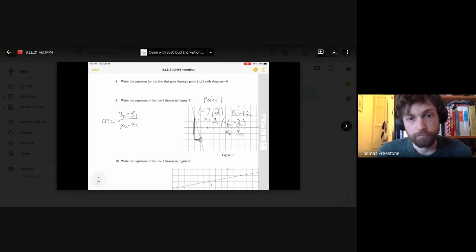So if I take y2, that was negative 2, and then y1 was 2, and then if I look at x2, that was negative 6, and it looks like x1 was negative 7, so I'm going to subtract a negative 7. And now I do some math. Negative 2 minus 2 is negative 4, and negative 6 plus 7 is 1. And this tells me that the slope is equal to negative 4. Hopefully you predicted that it would be a negative slope and that it would be a value with absolute value larger than 1.